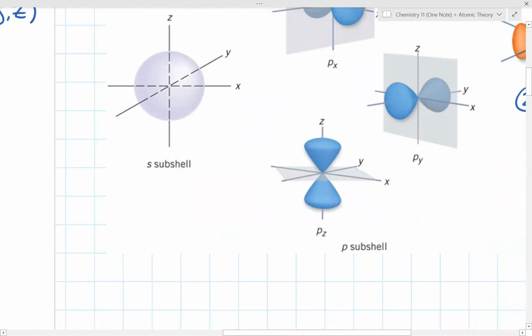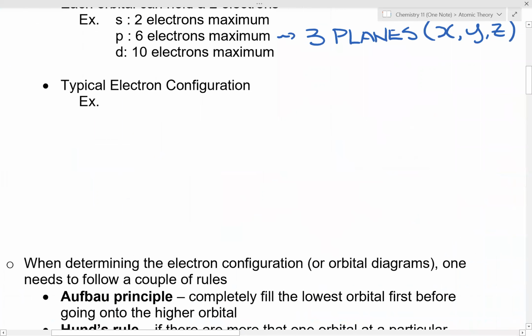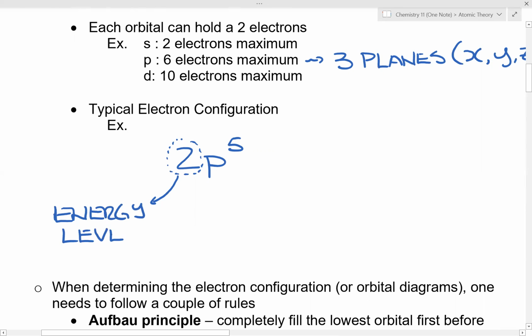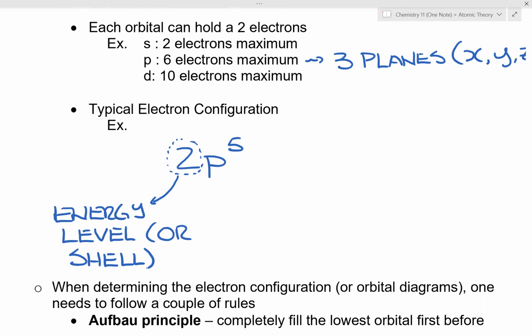Okay? Now, what would the electron configuration look like? If we said something was 2p5, what does the 2 represent? The 2 represents the energy level, or shell. We're still using the Bohr idea of shells, like the first shell, second shell, or first orbit, second orbit.